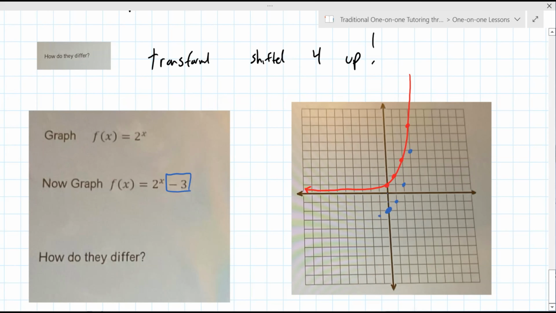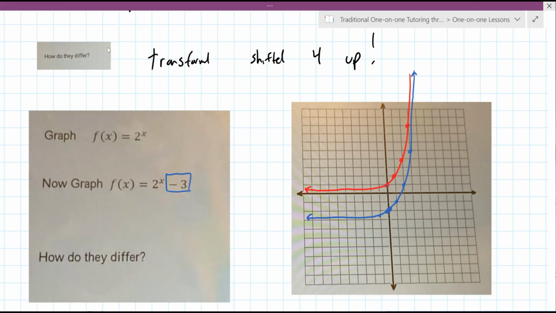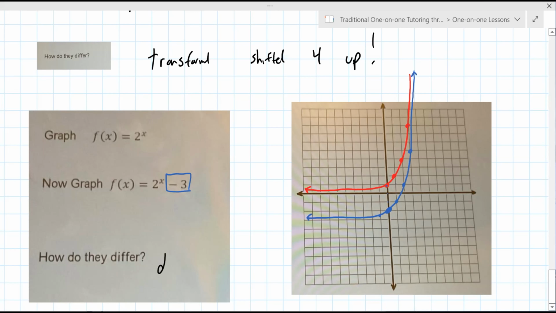And there's even one more point there. So you should get something like this when you're done. And then you can use the same language. Did it go up, down, left, or right? Well, it moved down 3.